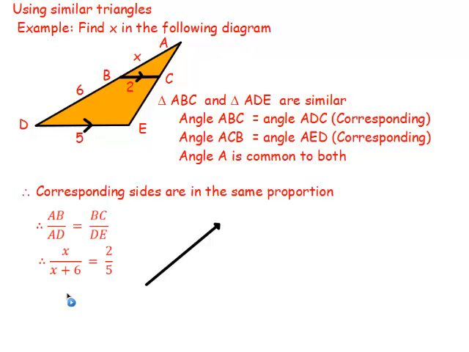So again we have an algebraic equation to solve. Multiply both sides by 5. Multiply both sides by x plus 6. And we end up with this revised equation. Expand this bracket and we have 5x equals 2 times x is 2x, 2 times positive 6 is positive 12, so it's 2x plus 12. Subtract 2x from both sides and we have 3x is 12. Divide both sides by 3 and we have x equals 4. The length of this side here, A to B, is 4 units. So there we have it, how we can use similar triangles in a variety of situations.